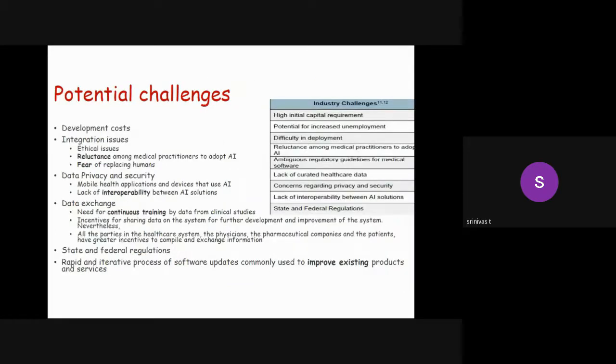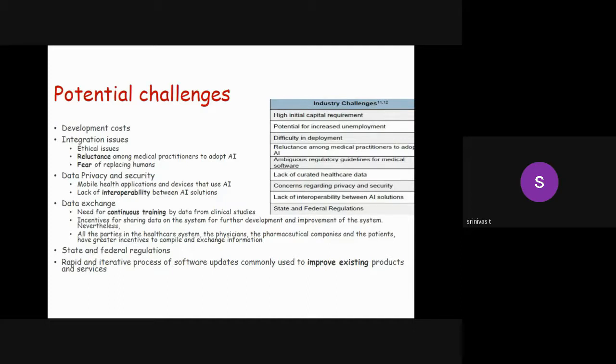Next slide. What are the potential challenges? Having seen the growth drivers, the potential challenges are development cost and integration issues, ethical issues, and reluctance among medical practitioners to adopt AI. Even today, most hospitals are not adopting AI-based solutions. They are reluctant and fear replacing humans. They are very much worried. They don't want to replace human beings, and they fear that they will lose their jobs. Therefore, they don't recommend AI-based solutions. That's one big problem in India particularly.